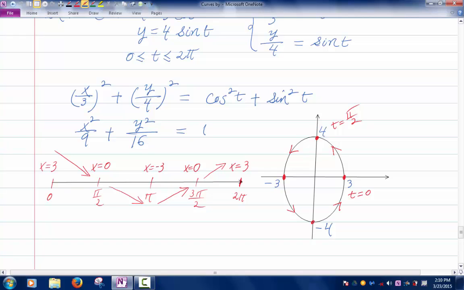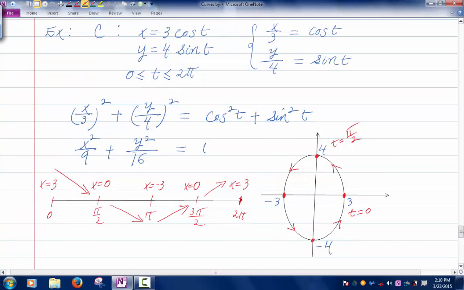Once I know that the graph of the equation is an ellipse, I still have to figure out what the graph of the curve is. Is the graph of the curve the entire ellipse, or is it only part of the ellipse? The second question is, what's the orientation? So how am I going to figure that out? In order to figure that out, I'm going to look at the behavior of the x-coordinate of the curve. The x-coordinate of the curve is given by 3 cosine t. So let's figure out the behavior of 3 cosine t.